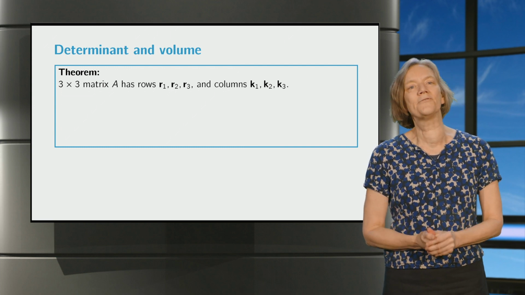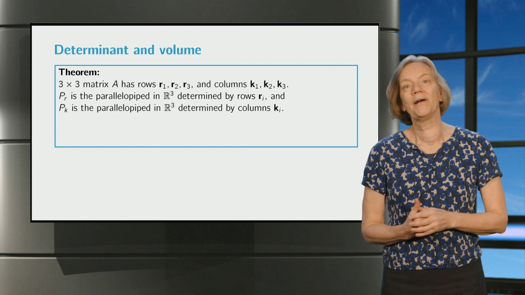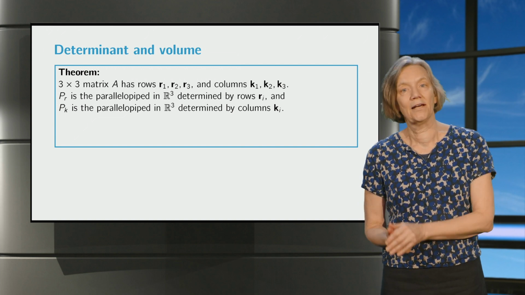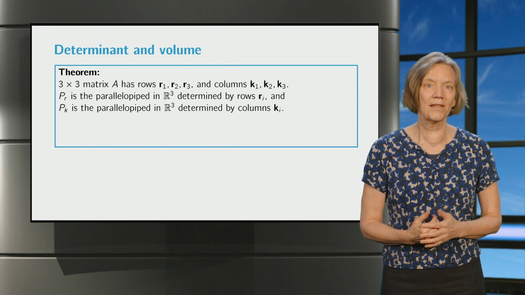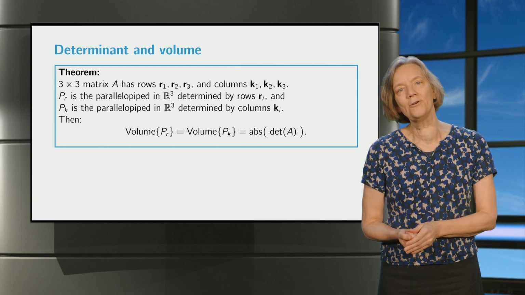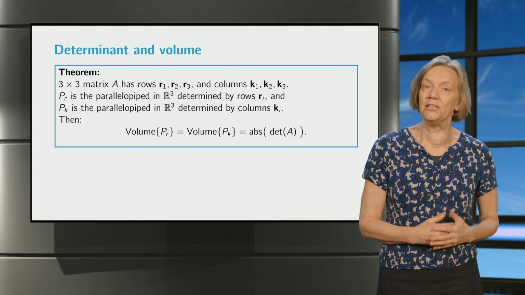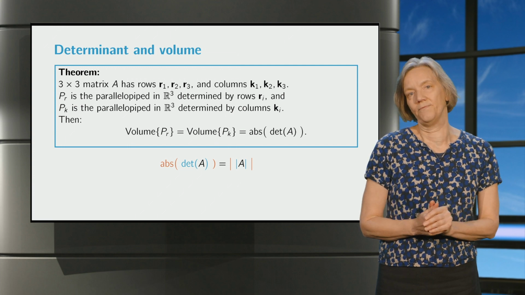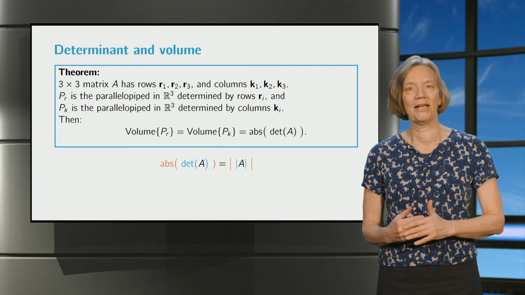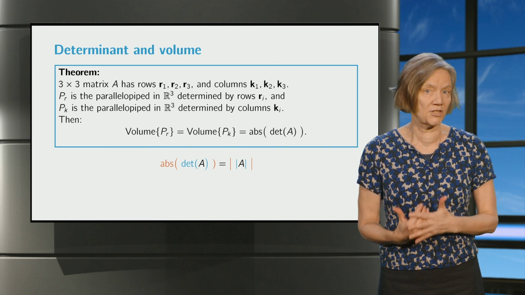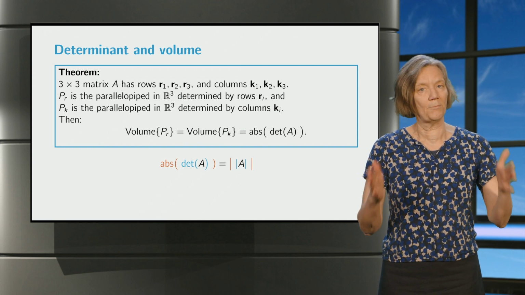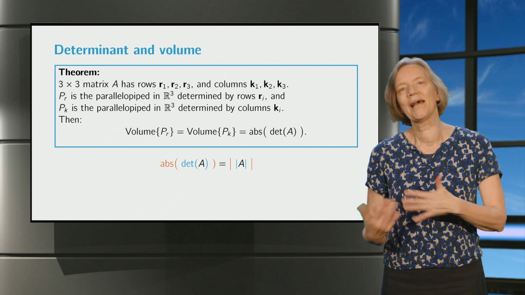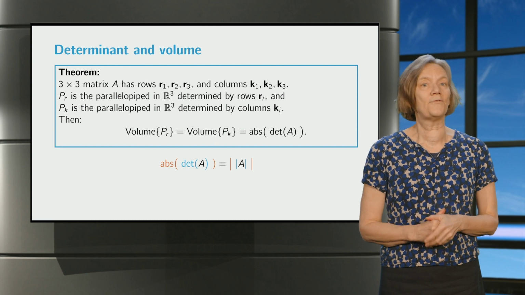If A is a 3 by 3 matrix, then two parallelepipeds can be defined. One as determined by the rows of A, and another one as determined by its columns. The theorem states that their volumes are equal to the absolute value of the determinant of A. You could use this shorter notation. However, both the determinant of a matrix and the absolute value of a scalar can be denoted by vertical bars, so the combination of both of them might be confusing. Back to the theorem. Why is this formula valid?